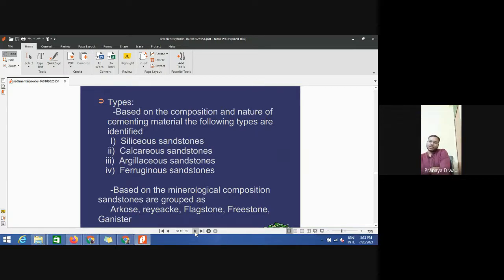Based on the mineralogical composition, sandstones are grouped as arkose, rake, flagstone, and chibis.